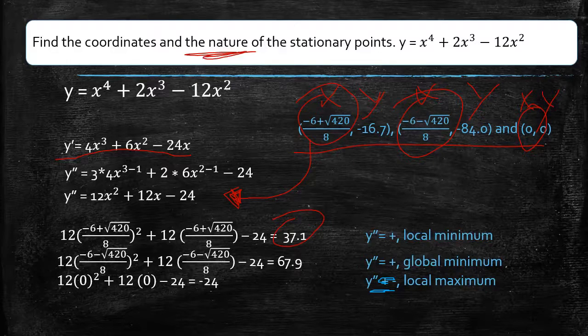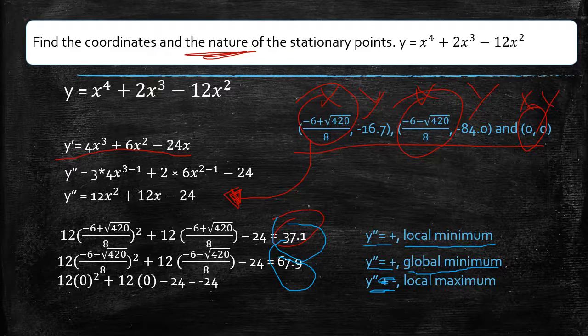In this case, you can see that 37.1 is lower than 67.9. Therefore, this is a local minimum. Remember, whenever our second derivative is positive, we know that this can either be a local minimum or a global minimum. So then 67.9 is a lot higher than 37.1. Therefore, we know that this is a global minimum. And remember, whenever our second derivative is a positive value, we know it can either be a local or a global minimum. And then when we substituted 0, we found that the second derivative was equal to -24.